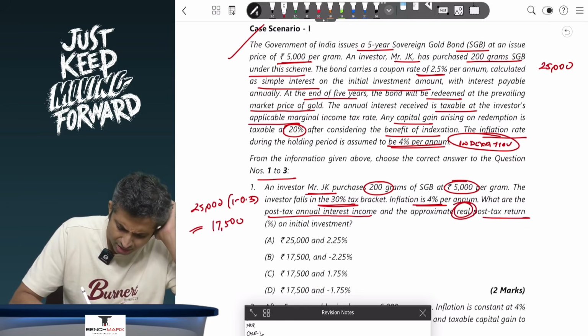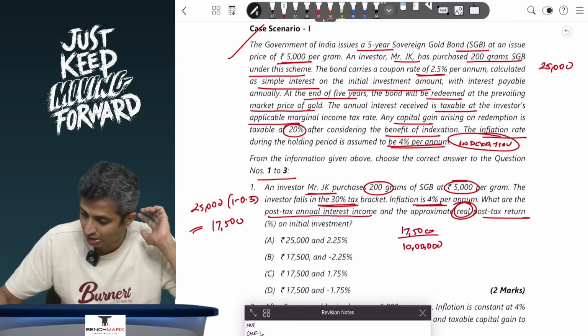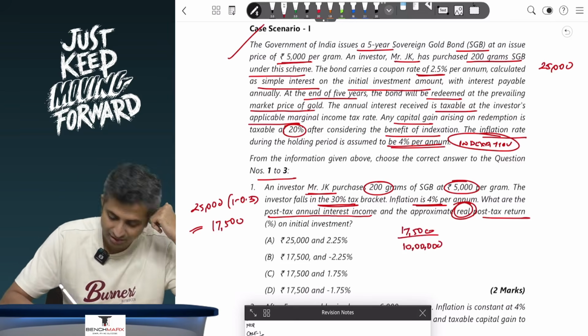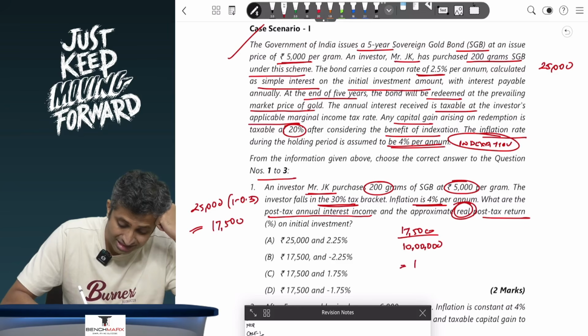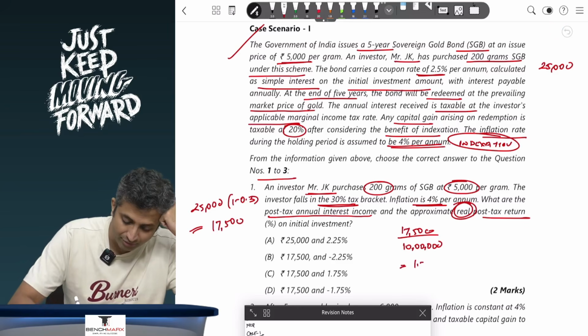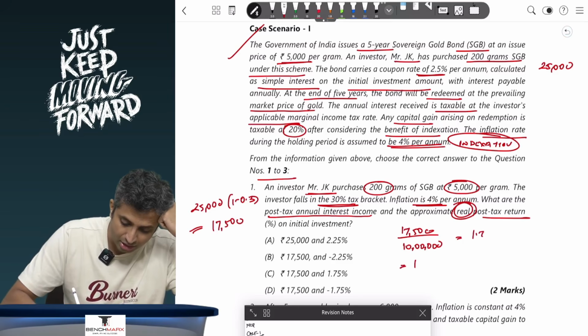And the approximate real post-tax return on initial investment: I would say that the return is 17,500 post-tax on an investment of 10 lakhs. But the problem is this will be the nominal return. So over here, this is 1.75%, but this is a nominal return. Now, what is the formula for real return?